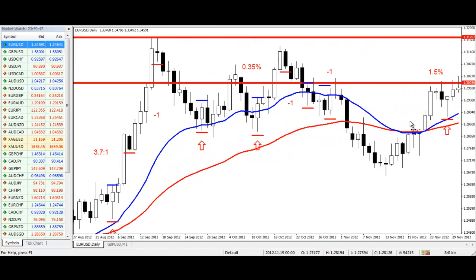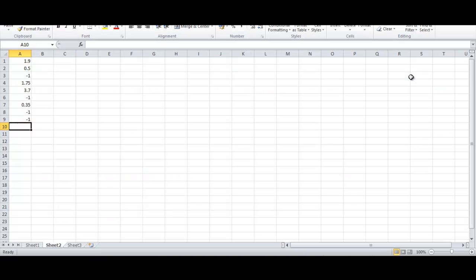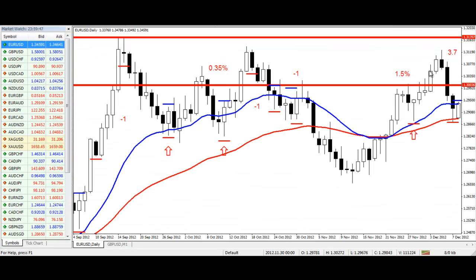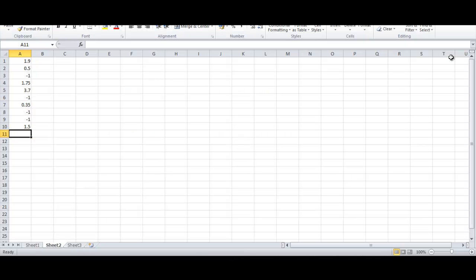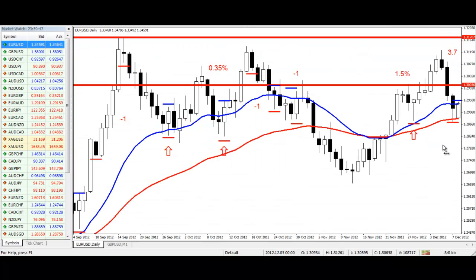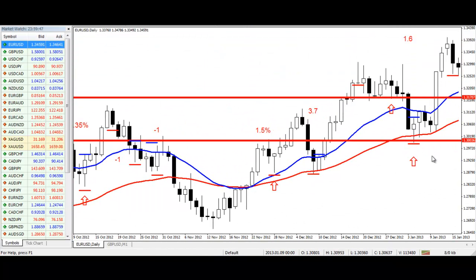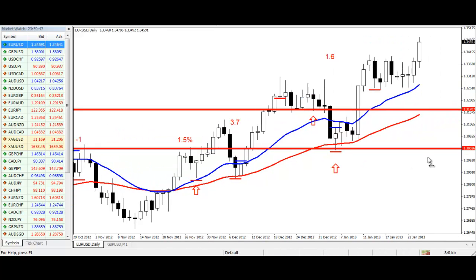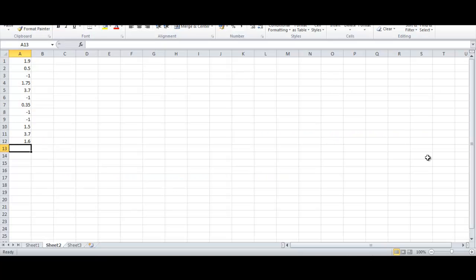As we progressed through, we then had a 1.5% win and a 3.7% win. Those both helped that very nicely. And we keep going through. We see that the trade that's currently running has locked in another 1.6%. Now, bearing in mind that's 12 trades on this euro-dollar currency pair over a year.